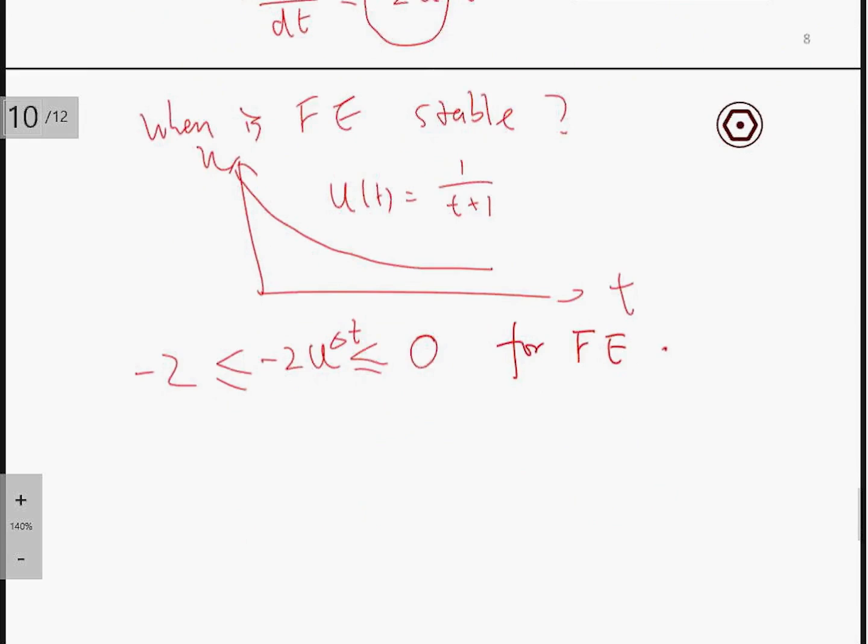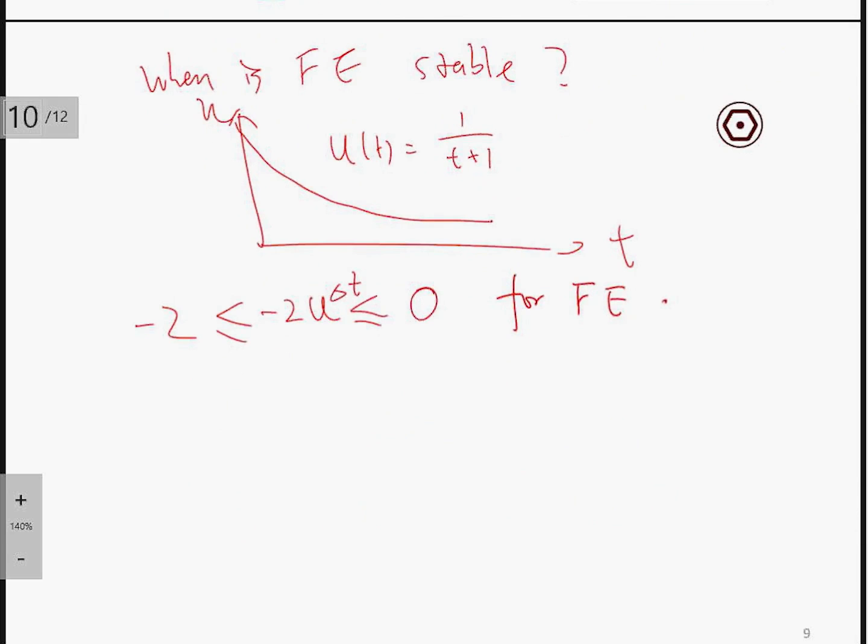Questions on this? Is it clear? How did I linearize this and apply eigenvalue stability? All right. Okay.